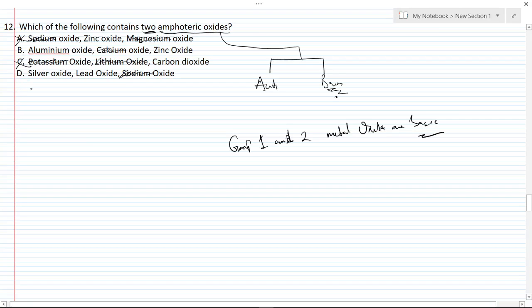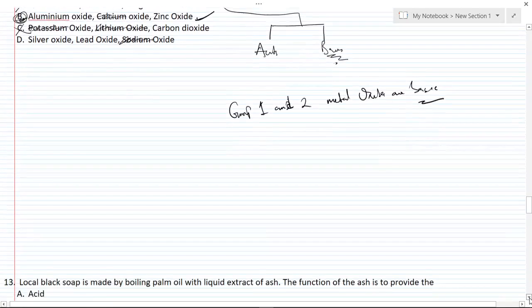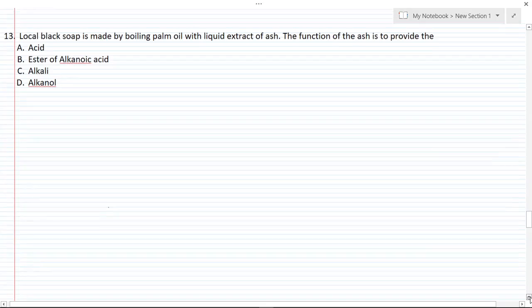Interestingly enough, both are actually correct because aluminium oxide, zinc oxide, silver oxide, and lead oxide are all amphoteric oxides. However, for your level now, the moment you hear amphoteric oxide, what should come to mind should be aluminium and zinc oxide. So with that, we take option B as our answer. Remember, it can also be option D, but because of your level and all, you are expected to have been exposed to only aluminium oxide and zinc oxide.